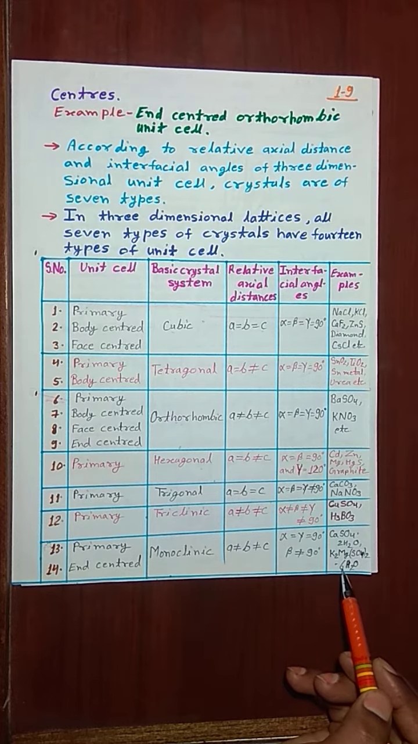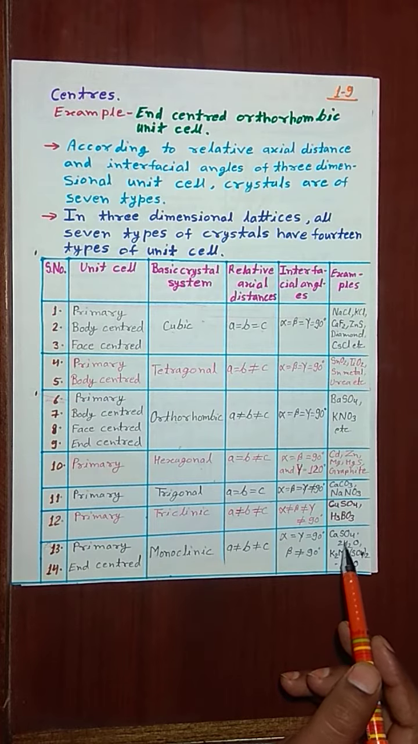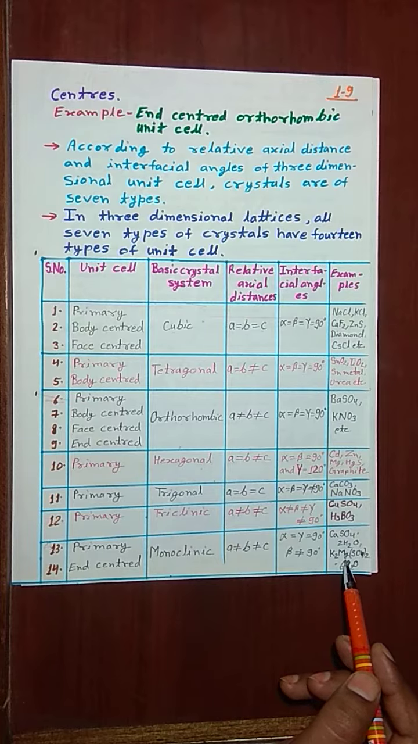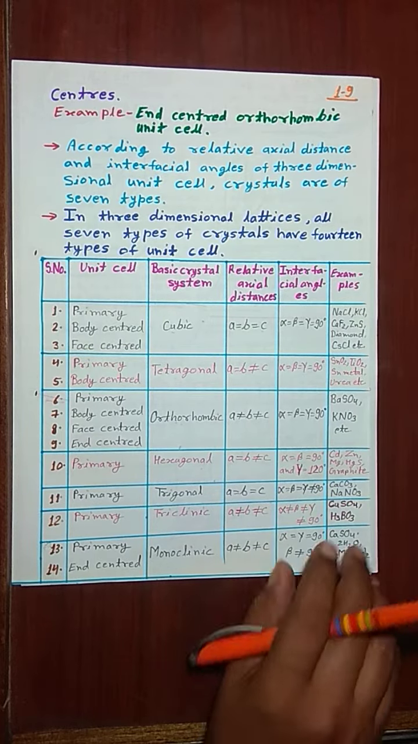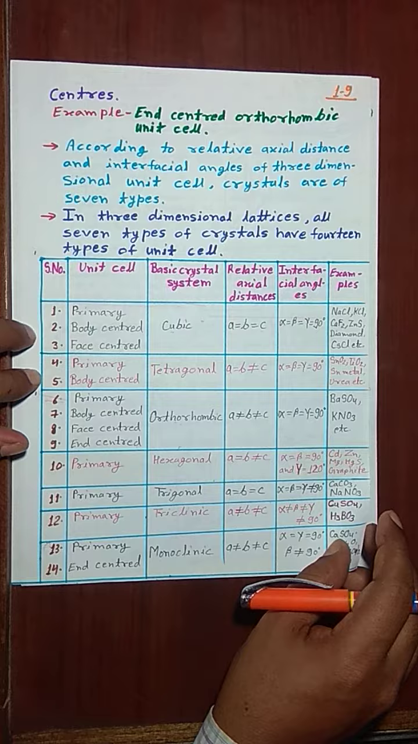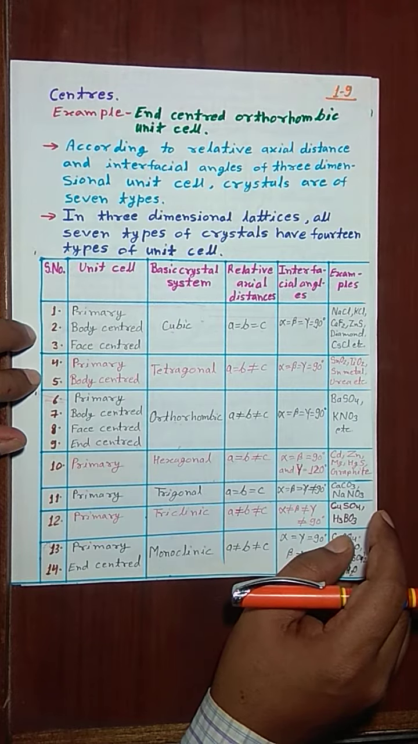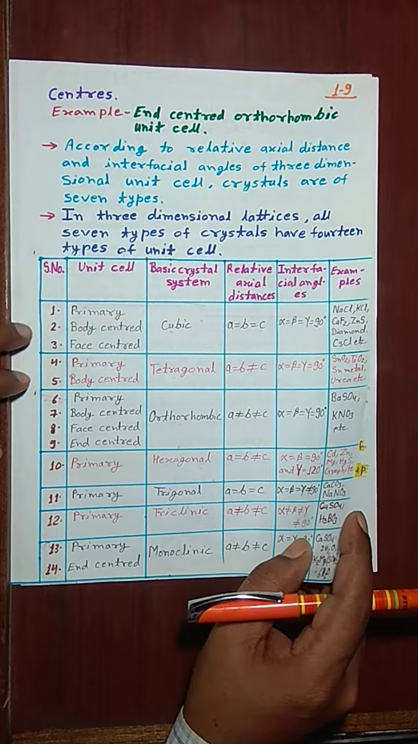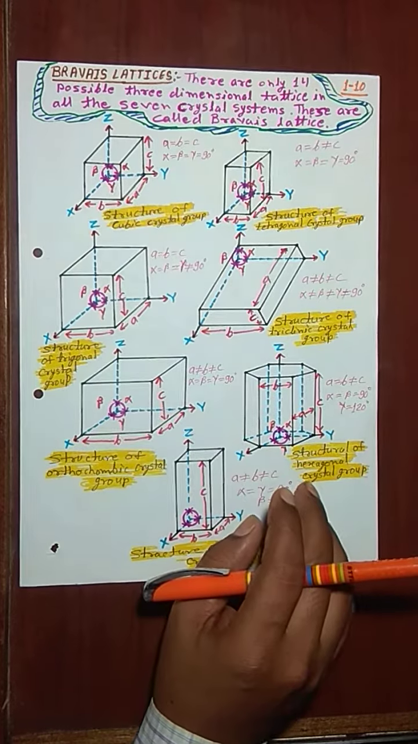K2Mg(SO4)2 into 6H2O, okay? CaSO4 into 2H2O and K2Mg(SO4)2 into 6H2O represent primary and end centered monoclinic unit cell. That means represents monoclinic unit cell.